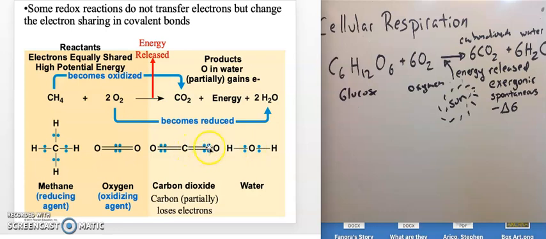So the oxygens pull the electrons towards themselves and pull them away from the carbon. So even though the number of electrons hasn't changed, carbon's hold on the electrons goes down. So the carbon becomes oxidized and the oxygens become reduced. Okay, so it's the same for cellular respiration. Now we have a more complex molecule, but the same thing's happening.